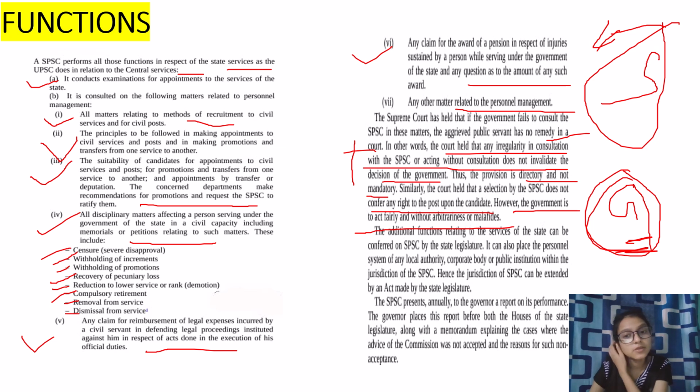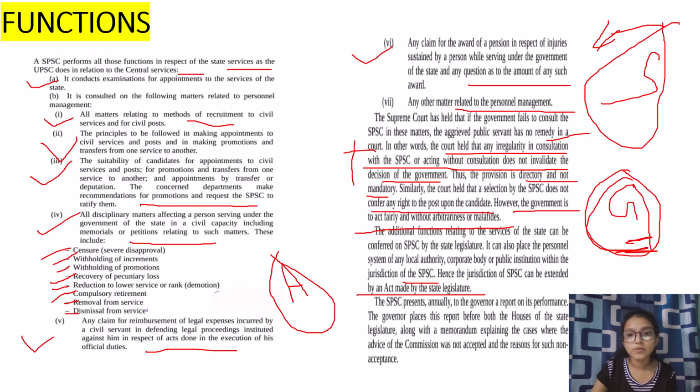Additional functions relating to the services of the state can be conferred on the SPSC by the state legislature. It can also place the personnel system of any local authority, corporate body, or public institution within the jurisdiction of the SPSC. Here, the jurisdiction of the SPSC can be extended by an act made by the state legislature. So the government can also bring some act regarding the SPSC.